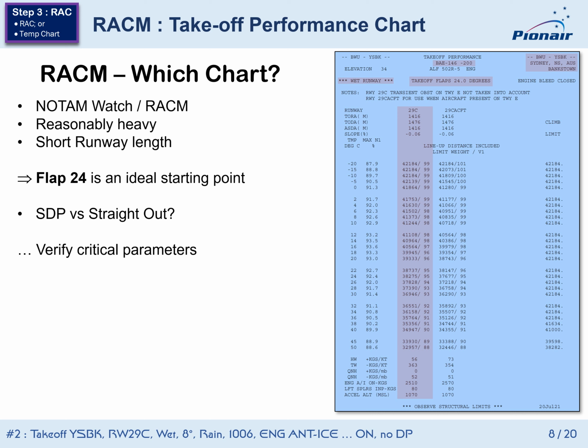The last factor to consider is whether we can use a straight-out engine departure and make the pilot flying's day, or should we be opting for a special departure procedure in order to optimize performance. In this case, we're going for full-length runway 29 center, no intersections, straight out on a wet chart, and no other aircraft taxiing in our way. Having chosen our RAC manual chart, we'll move on to step 4, looking at the weight adjustments.